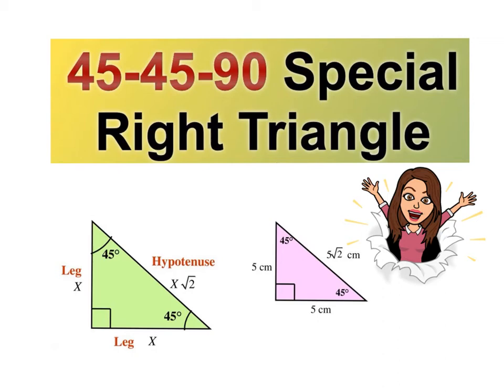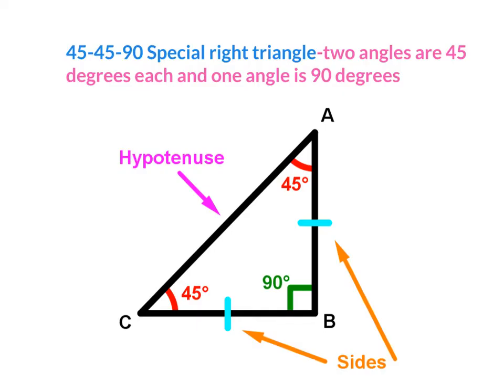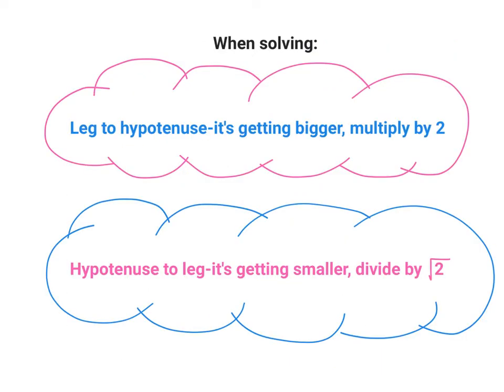In this video, you will learn about the 45, 45, 90 special right triangle. The 45, 45, 90 special right triangle has two angles that are 45 degrees each and one angle that is 90 degrees. When solving from leg to hypotenuse, it's getting bigger, so you're going to multiply by root 2. When solving from hypotenuse to leg, it's getting smaller, so you're going to divide by root 2.